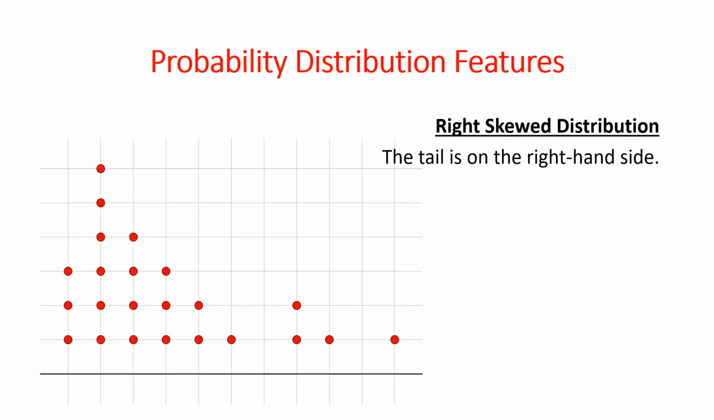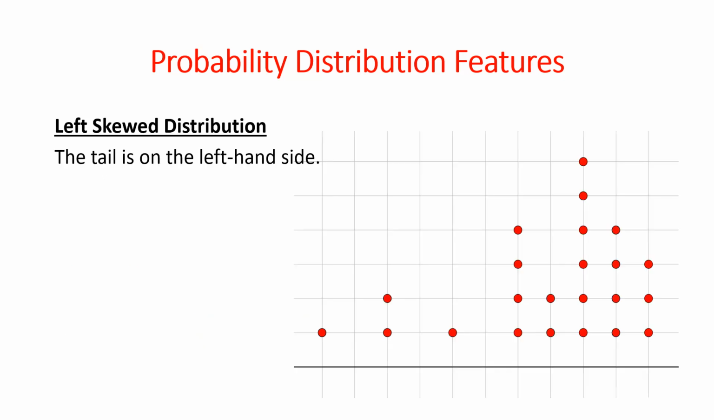We have a right skewed distribution. That basically means the tail heads off towards the right. We have a large clump of data to the left and a small scattering or a tail heading off to the right. We have left skewed distributions. This is the opposite, where the tail is on the left-hand side. A scattering of results or outcomes that head off to the left to form a tail.